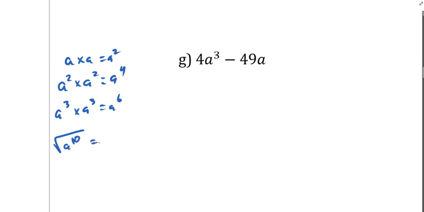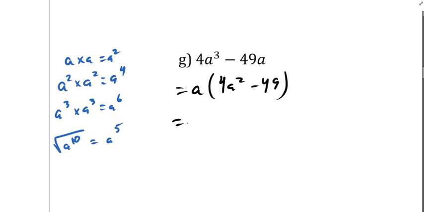Liam, what do you think? What's the pattern? It's okay. Five, very good. a to the fifth. Got it. Okay, so a cubed is not a perfect square, and a is not a perfect square. So what do we do? Yeah, nice. Common factor of a. What am I left with? 4a squared minus 49. See how common factoring is important?